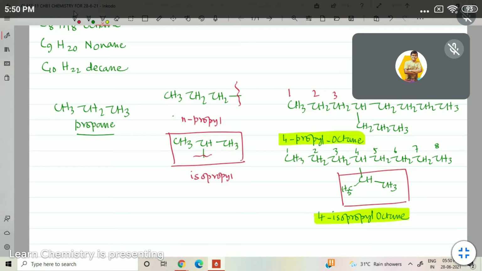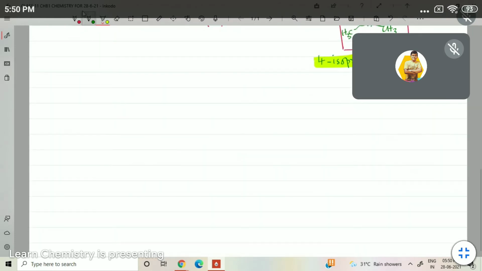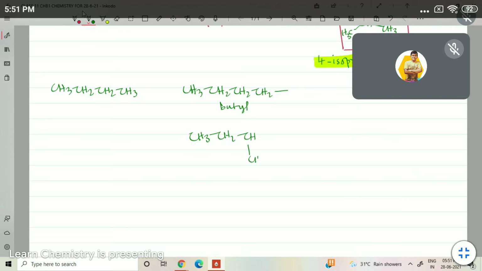Similarly, in case of butyl also, you have got so many groups. For example, this is normal butane. So this is butyl. That means from the first carbon, if you remove a hydrogen, this is called butyl. Now from the second carbon, if you remove one hydrogen, this group is called sec butyl or secondary butyl.